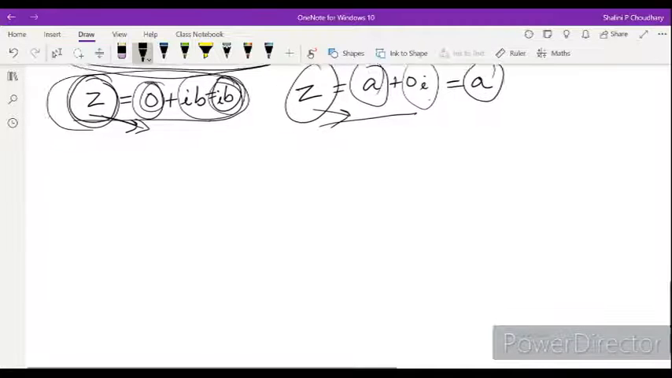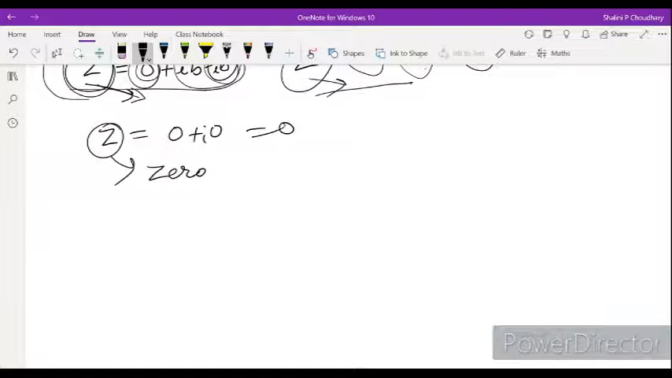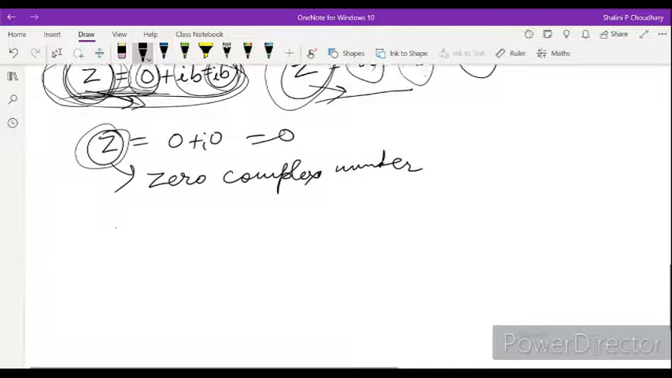And one more thing that you need to understand. If a complex number has both real and imaginary parts equal to 0, that is 0 plus 0i, then this type of complex number will be called a zero complex number. What will we call this? Zero complex number.